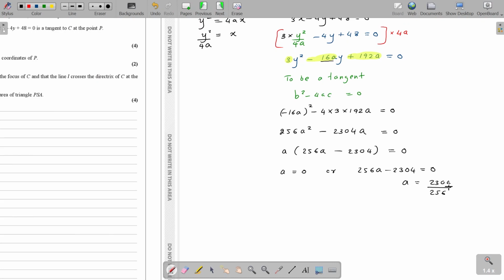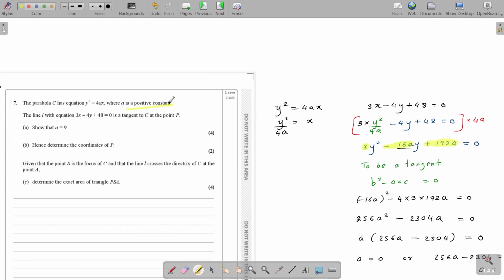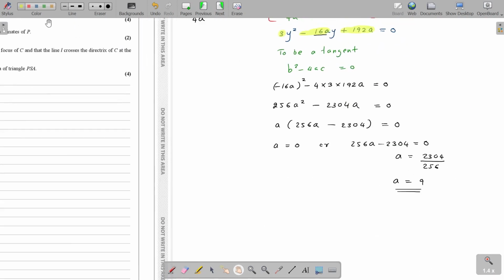a equals 9. So they do tell us a is a positive constant, right? So a is a positive constant. So a equals 0 is not a solution. A is a positive constant, so the only answer for a is a equals 9. This is the only solution. Is this clear?